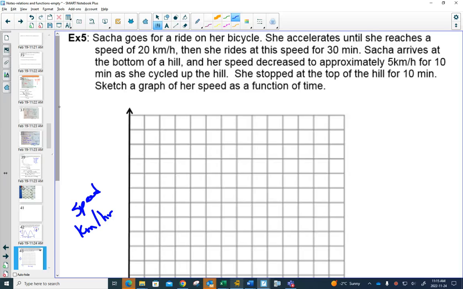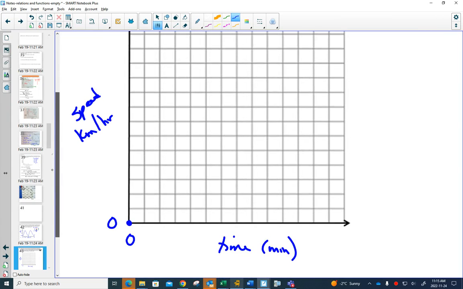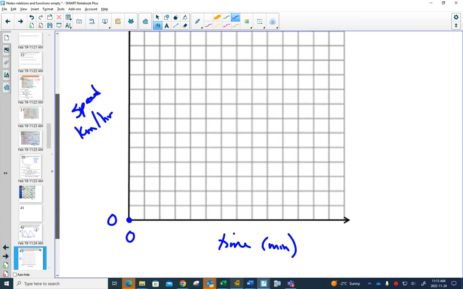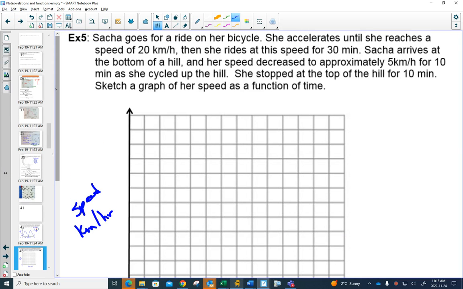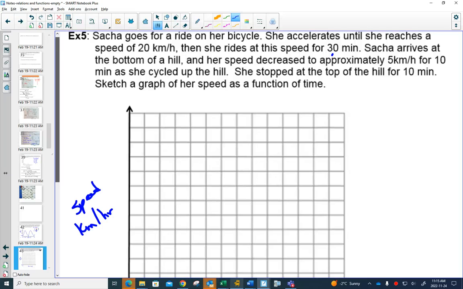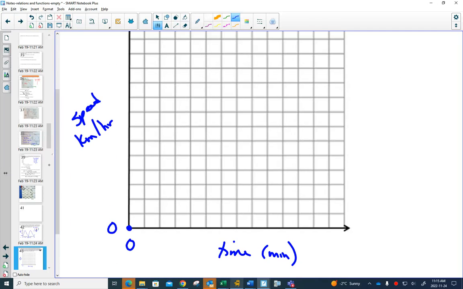No. So we have to make some sort of estimation. Sometimes these questions have data missing, so we're going to have to make some sort of estimation. Total time, she rides at this speed for 30 minutes. Then we've got bottom of hill, 10 minutes. Stop at the top of the hill for 10 minutes. So it looks like we need to have probably about an hour on here. So what would you think would be a reasonable amount of time to accelerate to get to that speed?